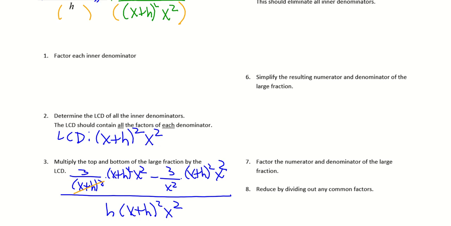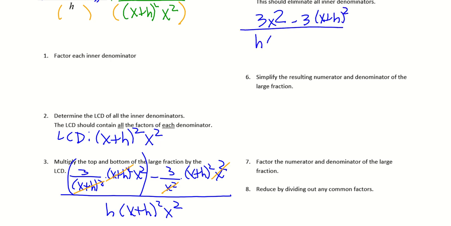Okay, the x plus h squareds will divide out as a result of our first multiplication, and the x squareds will divide out as a result of our second. So that leaves us with 3 times x squared, that came in here, minus 3 times x plus h squared, all over h times x plus h squared times x squared. We're going to simplify that resulting numerator. So we have our 3x squared minus our 3.